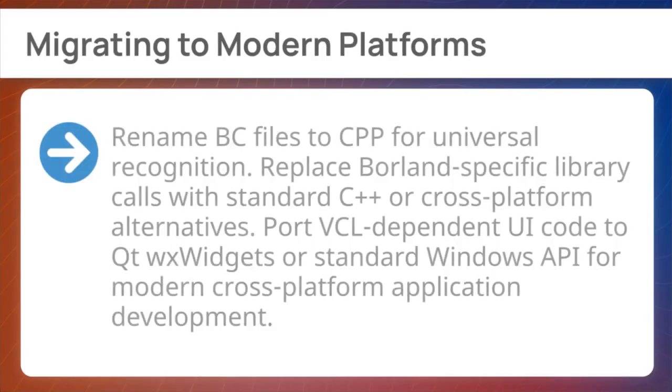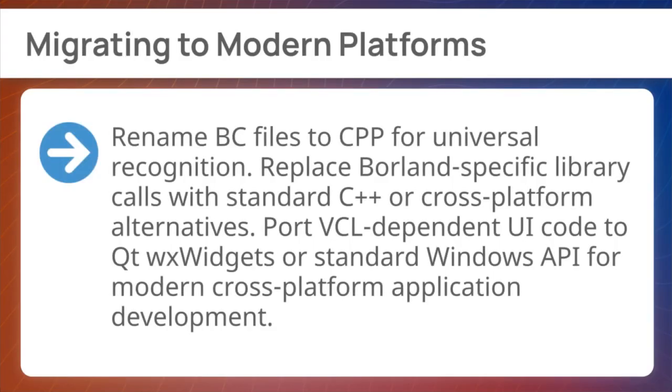Finally, migrating to modern platforms. Rename BC files to CPP for universal recognition. Replace Borland-specific library calls with standard C++ or cross-platform alternatives. Port VCL-dependent UI code to Qt, wxWidgets, or standard Windows API for modern cross-platform application development.